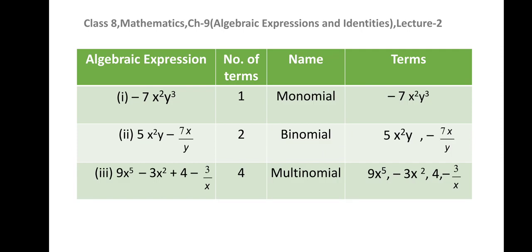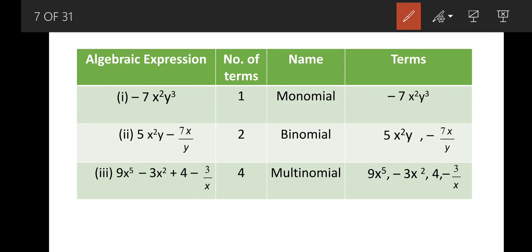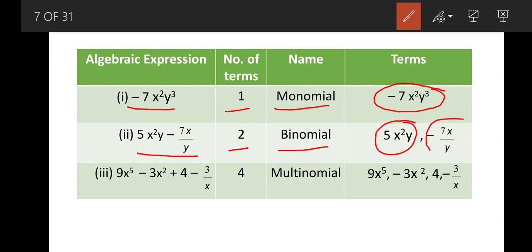From this table, it will be more clear to you. In the first example, there is only one term, so number of terms I have written 1. As it is an algebraic expression having only one term, it is a monomial, and the term present is this one only. In the second part, two terms are there, so number of terms is 2. It is a binomial, as we have discussed earlier. An algebraic expression having two terms is called a binomial, and these two are the terms. And in this there are 4 terms, so it is a multinomial, and the terms are these.